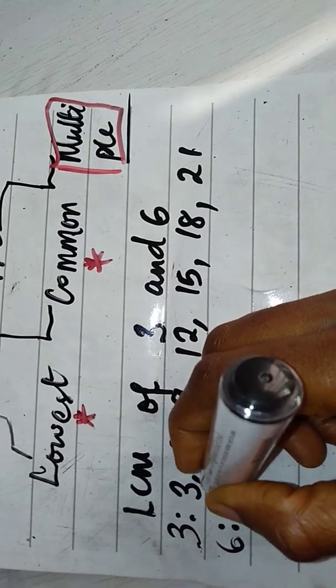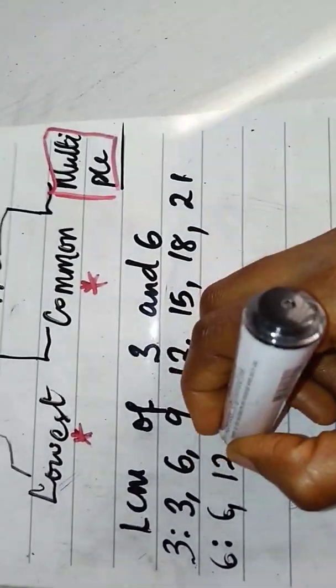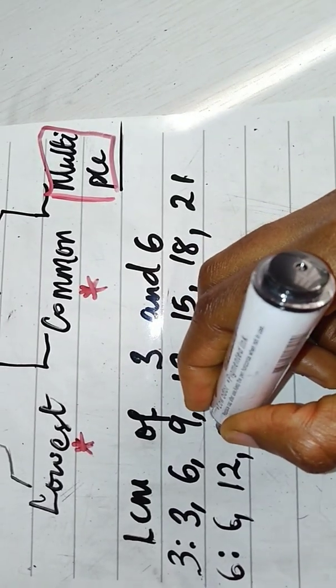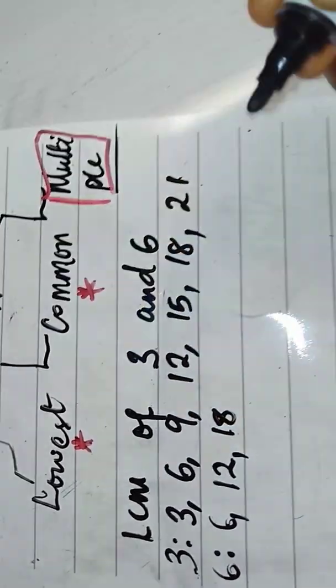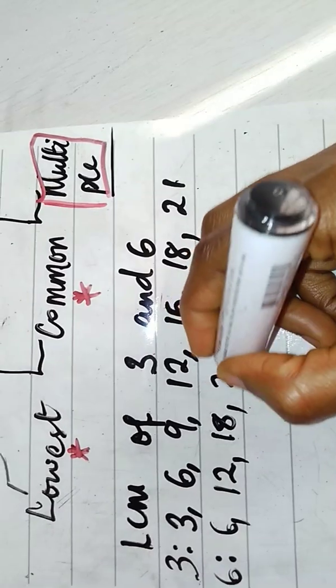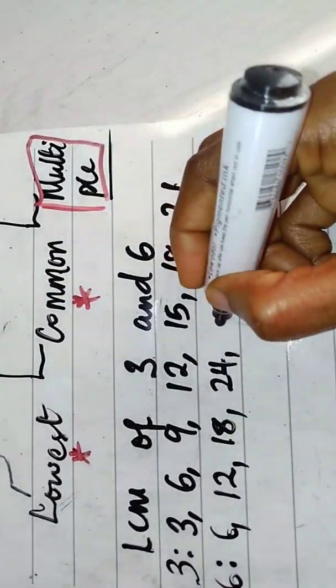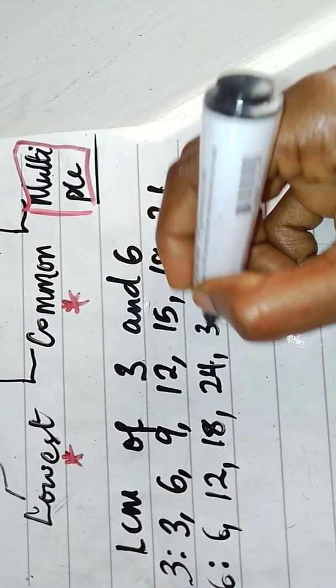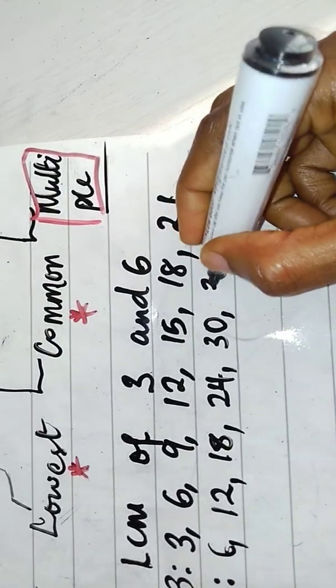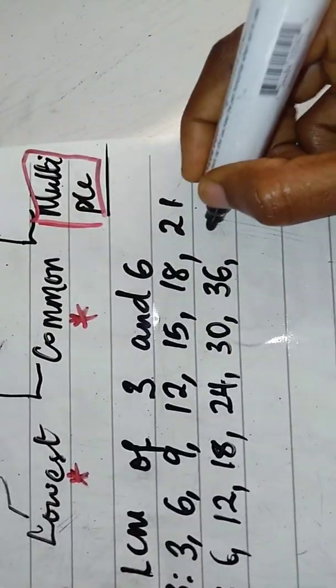So what is 6 times 1? 6. 6 times 2? 12. 6 times 3? 18. 6 times 4? 24. 6 times 5? 30. 6 times 6? 36. 6 times 7? 42.